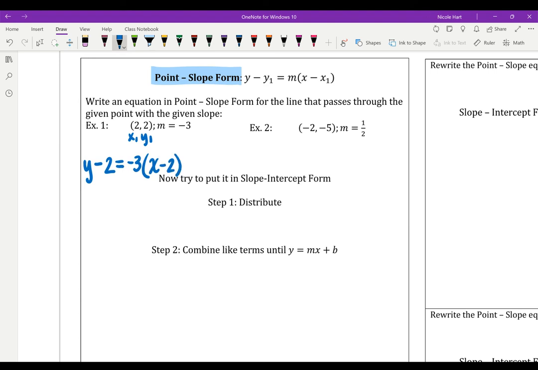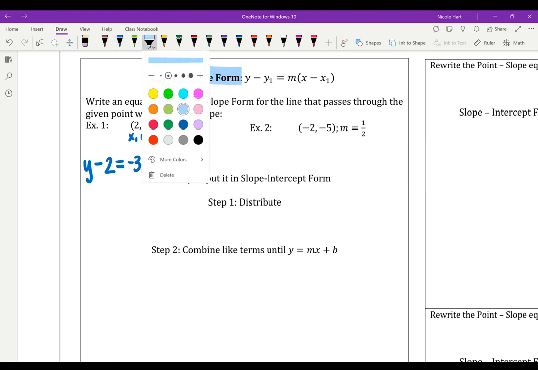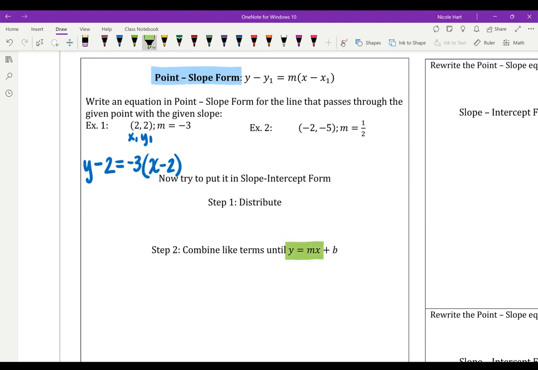In order to put this into slope-intercept form, we have to remember that slope-intercept form is y equals mx plus b. There are no parentheses, and y is by itself. So we have to take some steps to move things around in order to make that happen. The first thing that I'm going to do is distribute. So I'm going to take that y minus 2 equals -3(x minus 2), and distribute into the parentheses to get rid of them.